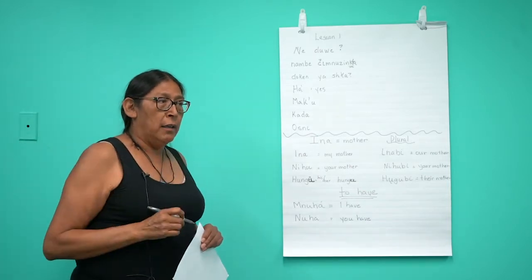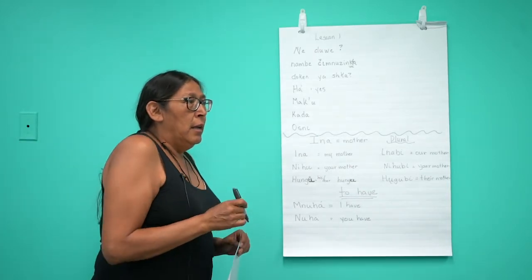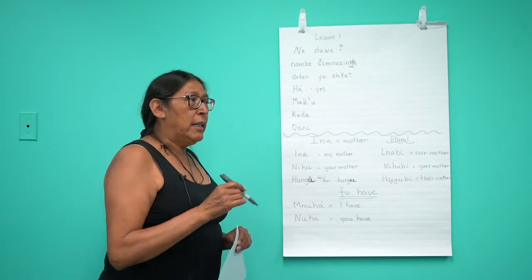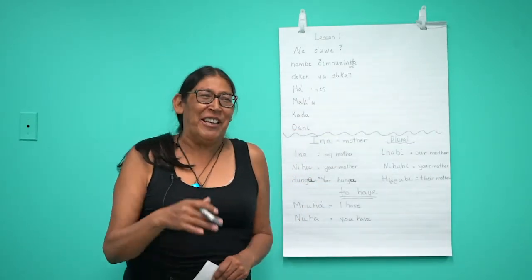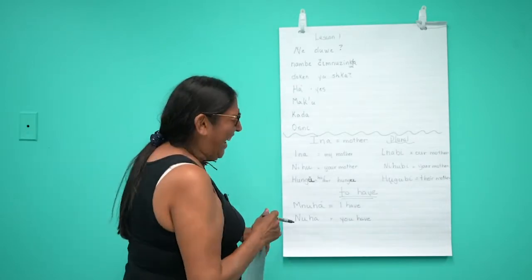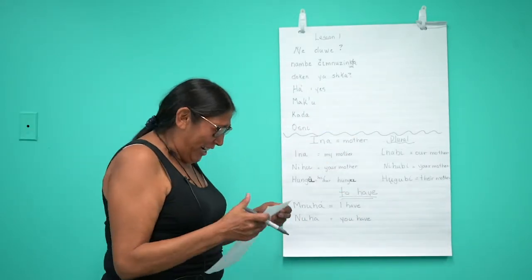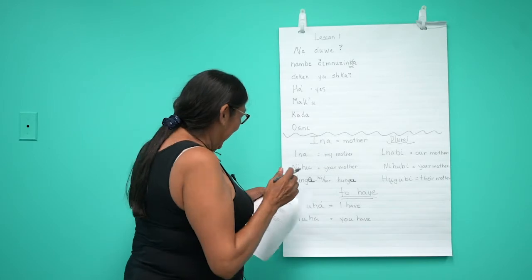Buzaska nuha. You have a white cat. Itang nuha. Yeah, just kidding. You have a big mouth. I'm sorry. I'll get back on track here.